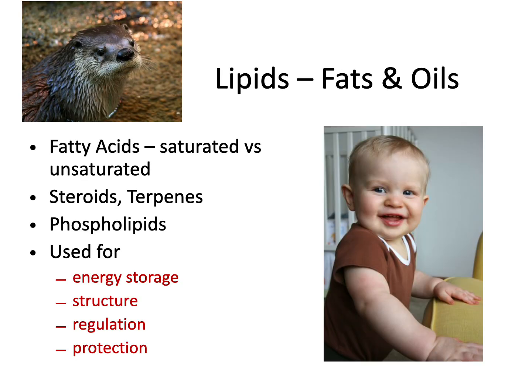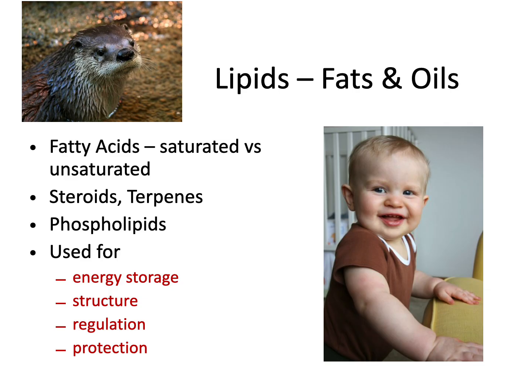Okay, then lipids. These are the fats and oils, another different group of molecules. The fats and oils contain fatty acids. Saturated fats are solid at room temperature. Unsaturated fats are liquids. They're more found in plants. Also steroids, terpenes, and phospholipids.